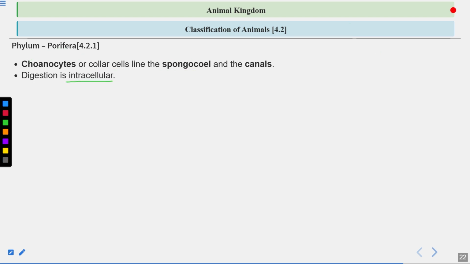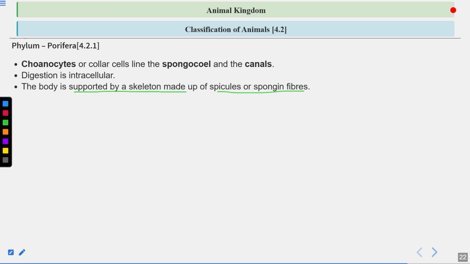Digestion is intracellular. The body is supported by a skeleton made up of spicules and spongin fibers. They have some sort of skeletal system because of the presence of these spicules and spongin fibers, right? That makes up the body of the sponges.